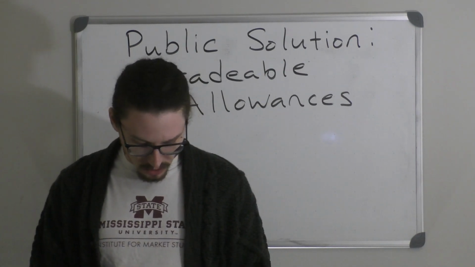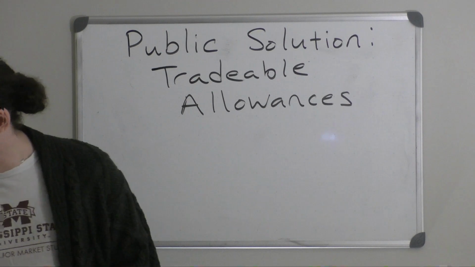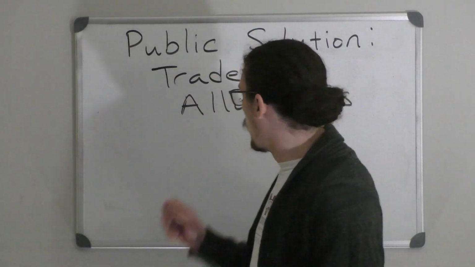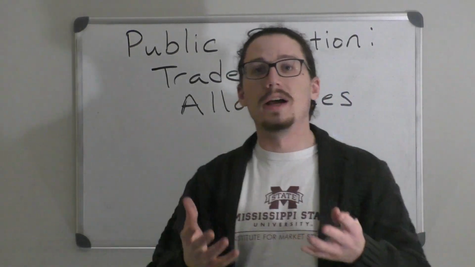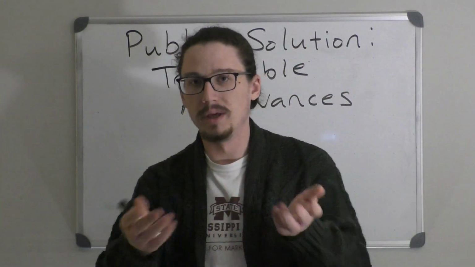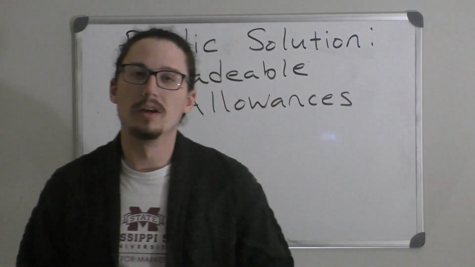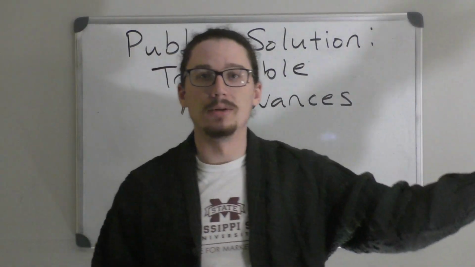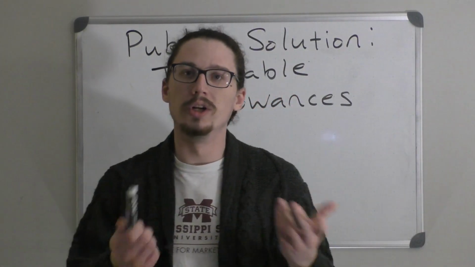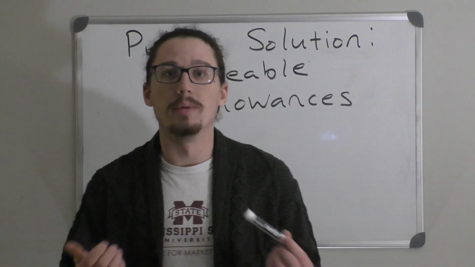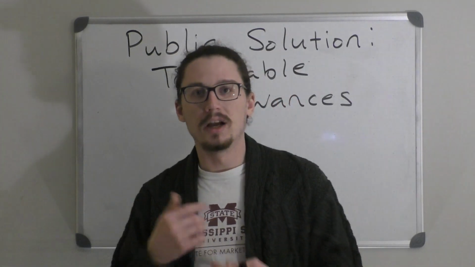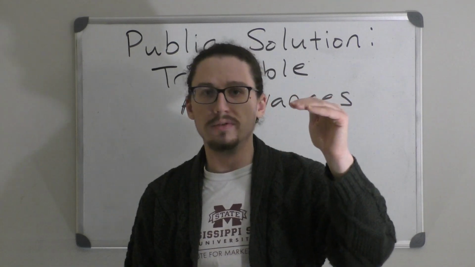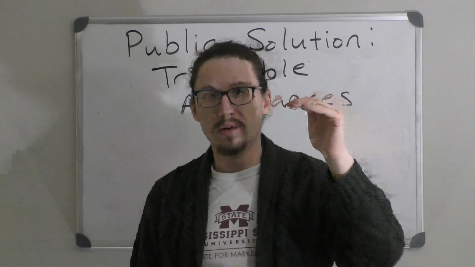The next thing is tradable allowances. This is very similar to the Coase Theorem. The long and short of it is that these are allowances for pollution, and the EPA will issue them. These are actually a thing. Each allowance is worth 1 ton of carbon emissions, and companies can trade those.